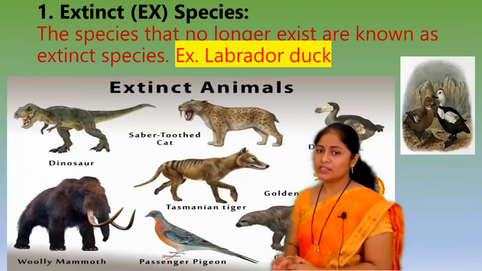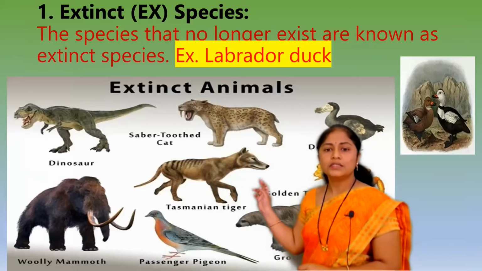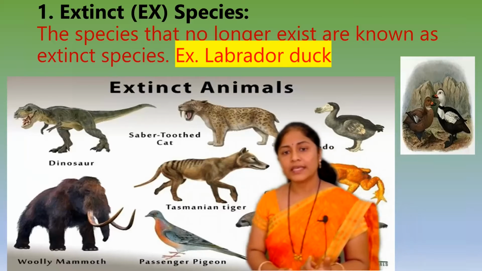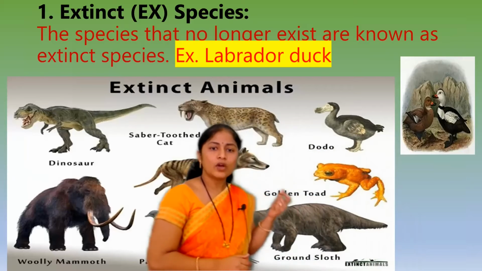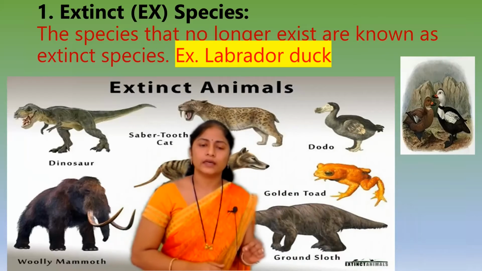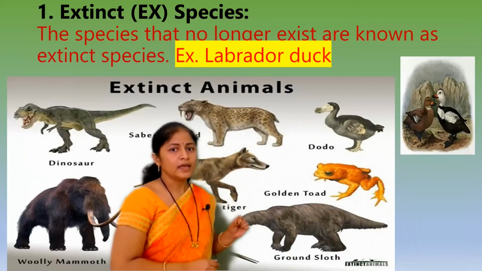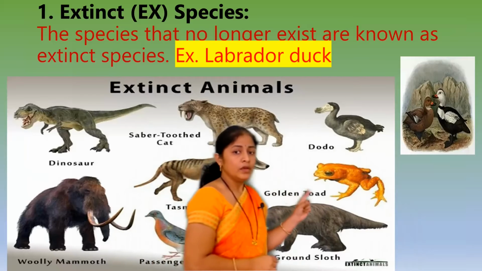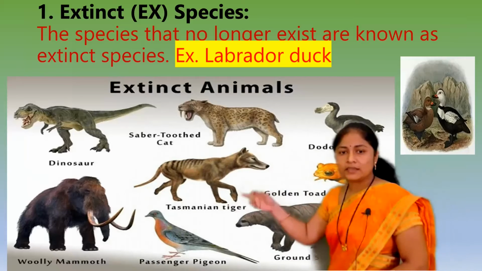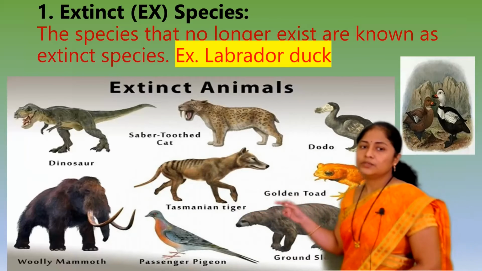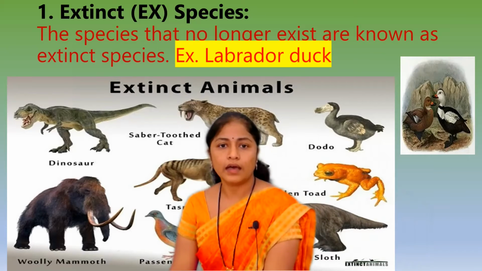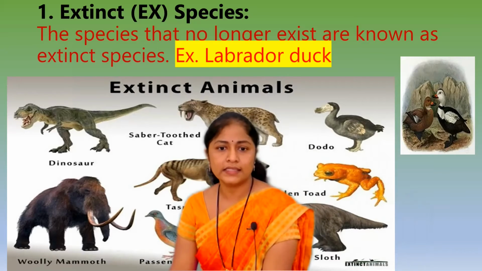Now, my dear students, in today's session, we are going to discuss the first 3 groups. The first group is the extinct species. What is the meaning of extinct species? The animals which have already disappeared from the earth, which have already been destroyed from the earth, are called extinct species. Here I am showing you some species which are already destroyed, like the dodo, the Tasmanian tiger, the golden toad, and the dinosaur. All these species have already disappeared from the earth, and that's why they are called extinct species.